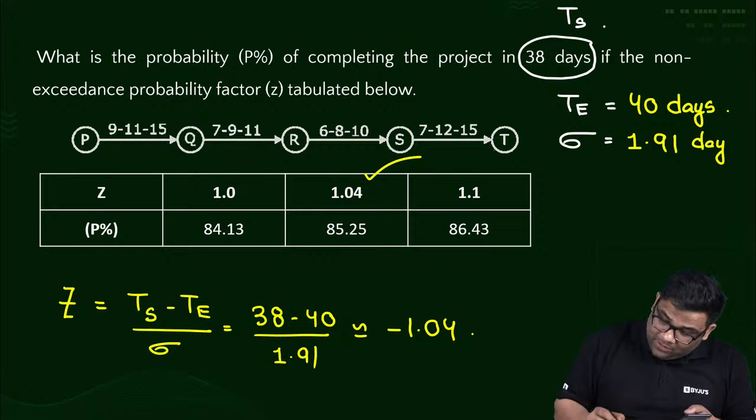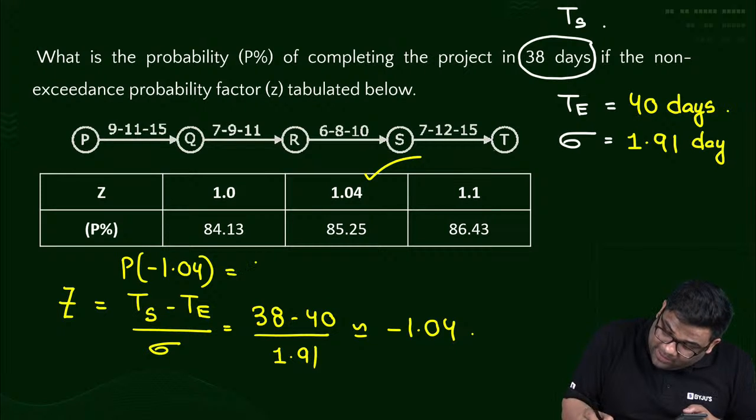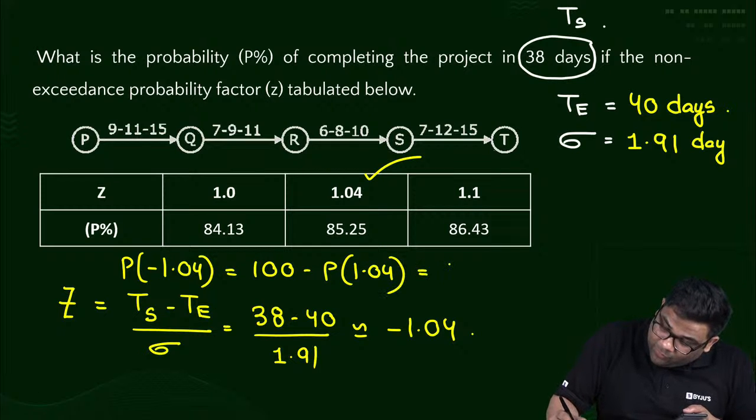Okay, so the probability of minus 1.04 will be what? 100 minus the probability of 1.04, that is 100 minus 85.1, that is how much? 14.75%.